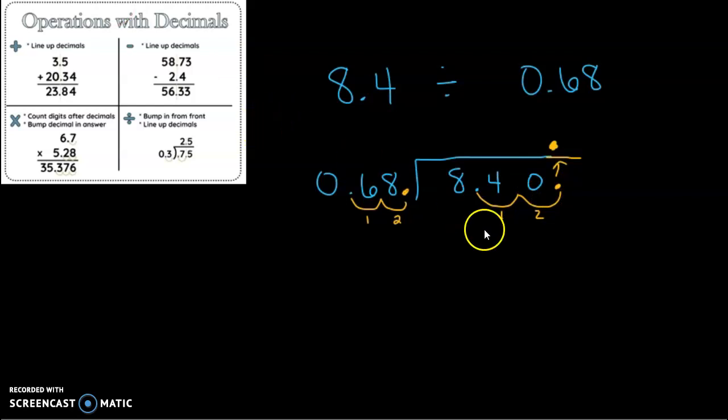So I'll review that one more time. Because this number that we are dividing by is not a whole number, we have to make it one. So we move our decimal all the way to the right. And if we move that one, we have to move this one as well. So we'll move this one to the right as well. Now we're pretty much dealing with 68 into 840.